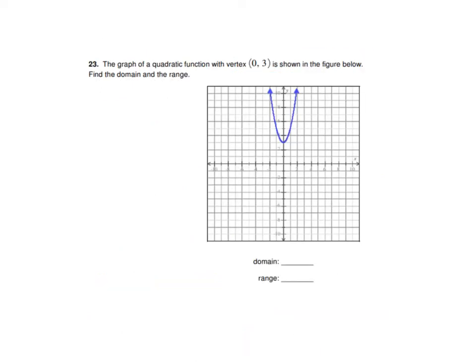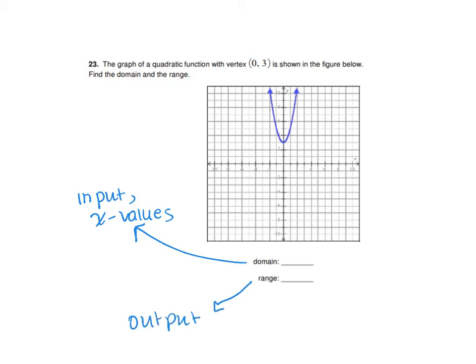Problem 23 is asking us about the domain and the range. If we recall from class, we discussed that the domain is another word for our input values or our x values. So we will put the x values into our quadratic, those are our input, and our output becomes our range or our y values. We often see this used in a t-table.